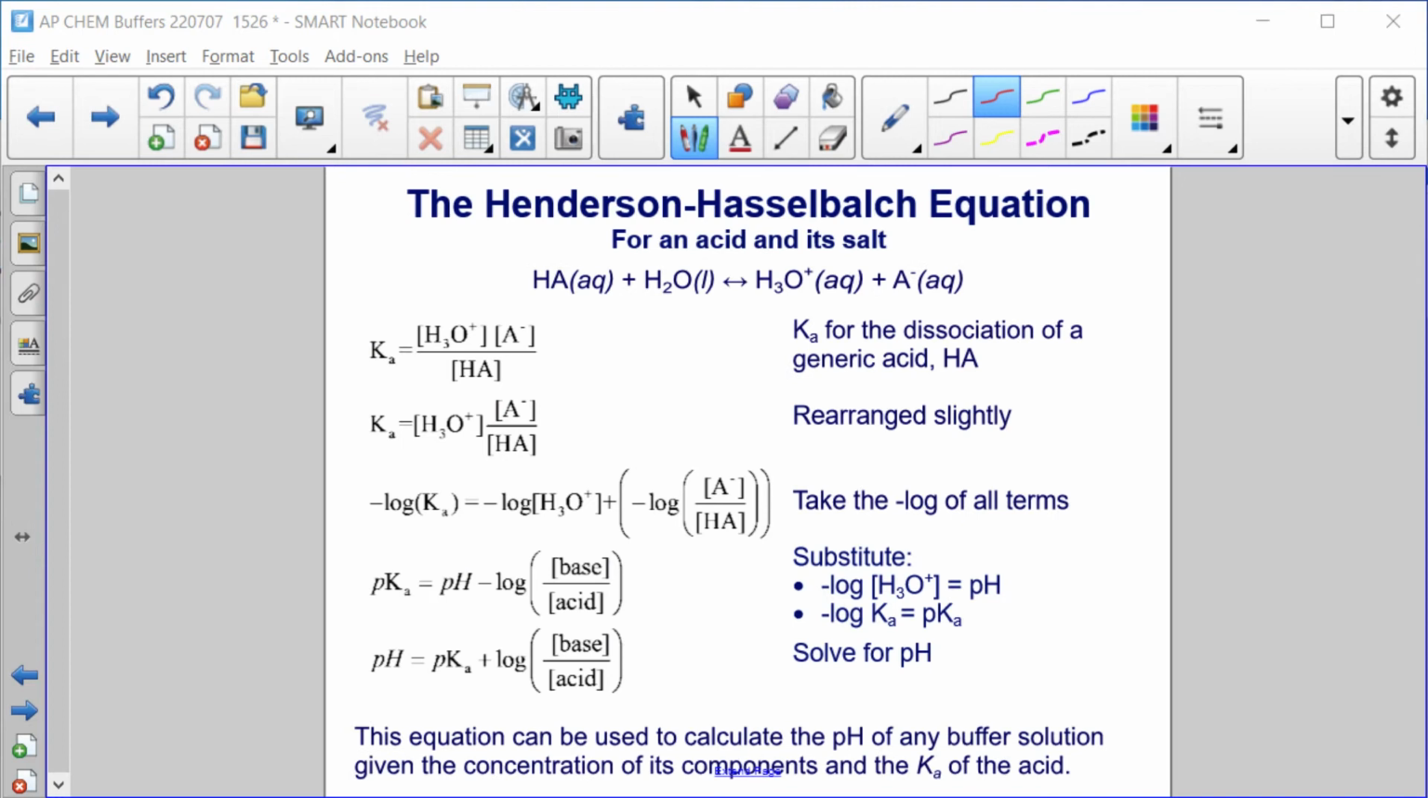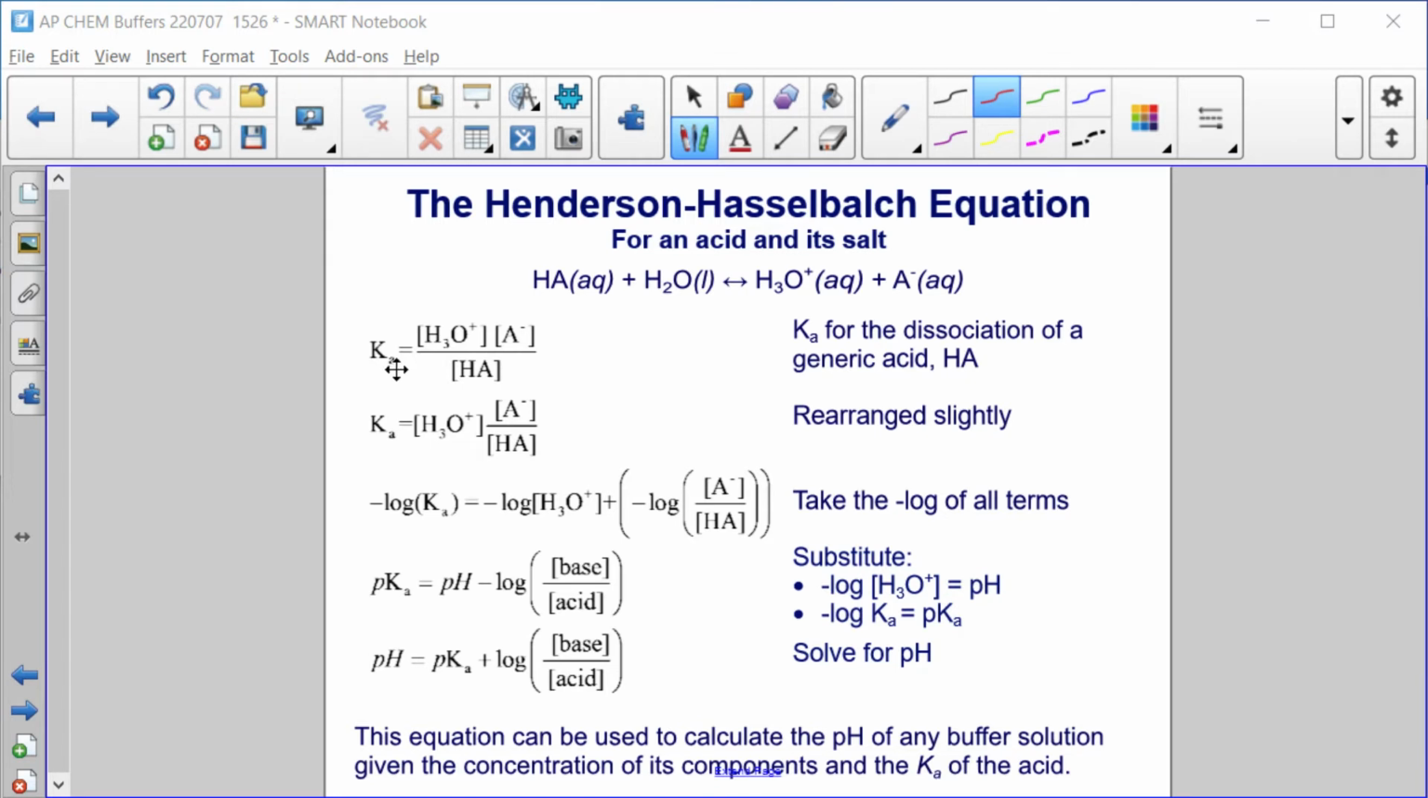All right, here's the derivation of the Henderson-Hasselbalch equation for an acid and its salt. Here's the dissociation of a weak acid in water to form hydronium ions and its conjugate base.